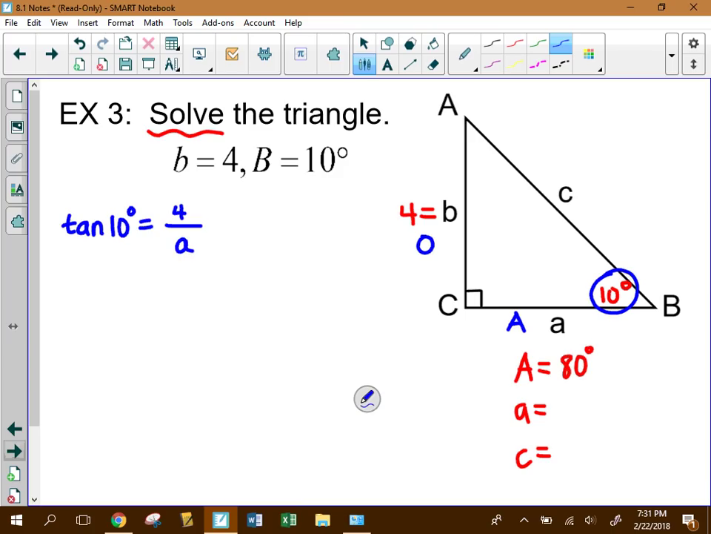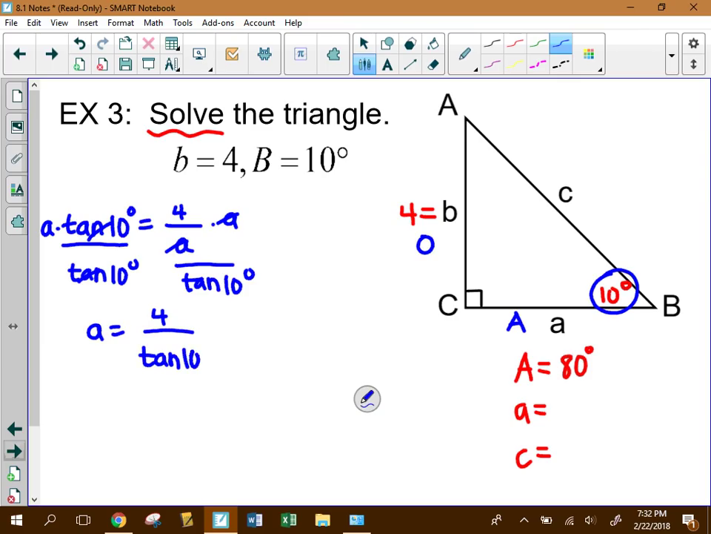Now, we should know how to solve this. We're going to multiply both sides by A. Then we're going to have to divide by the tangent of 10 degrees. You do not have to show this each time. I'm just showing it to you since I'm not here, so you can see what's going on. So we would know that A is going to be 4 divided by the tangent of 10 degrees. We may have to do that in a couple of steps. You should, again, make sure your calculator is in degree mode. You type that into your calculator, and I'm going to round it to the nearest hundredth. So we get 22.69.